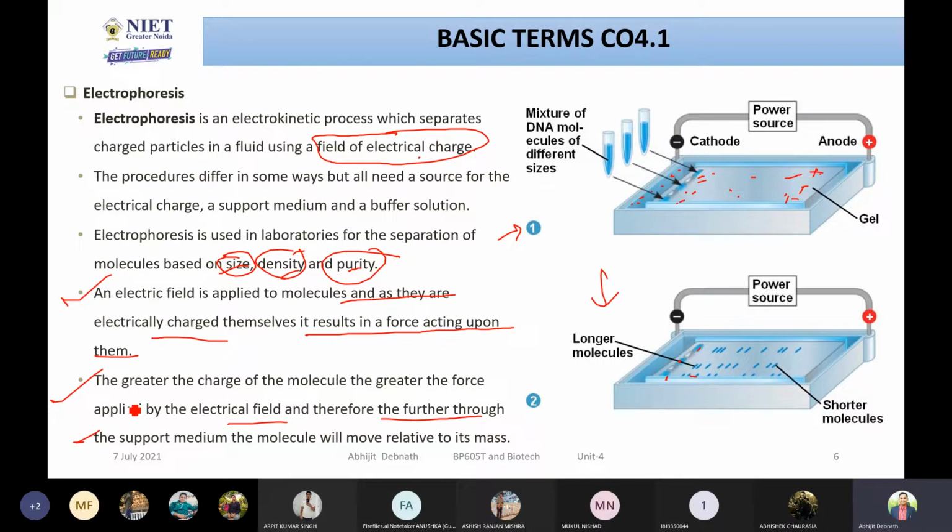Okay, so we shall see about this point in my upcoming slide. For your understanding, you should understand that you have some sample. It might contain some protein, DNA or RNA, and based on its size, density and purity, it will be separated because of the presence of the charge.